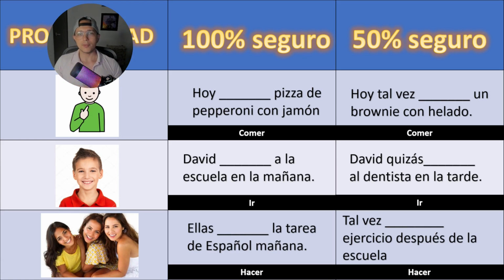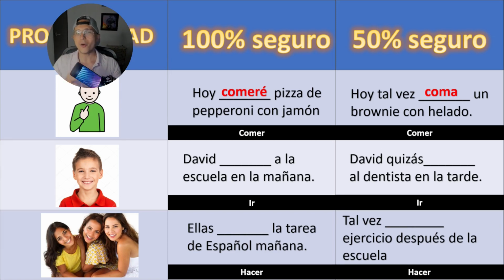For example, I'd say, hoy comeré pizza de pepperoni con jamón. One more time. Hoy comeré pizza de pepperoni con jamón. So, today I'll eat pepperoni and ham pizza. As I'm sure that I'm going to eat it, it's my plan, I use the simple future. Hoy comeré. Today I will eat. But then, I'd say, hoy tal vez coma brownie con helado.